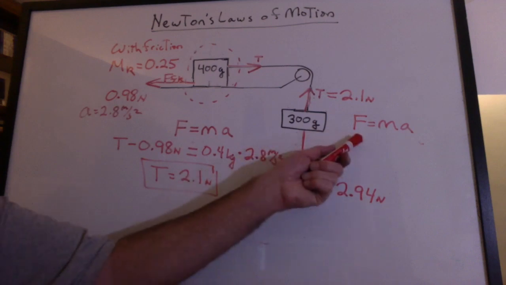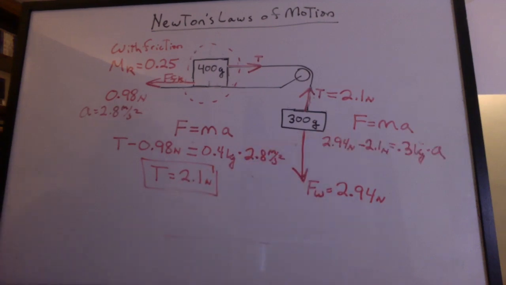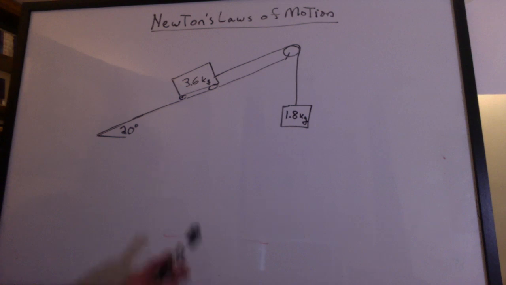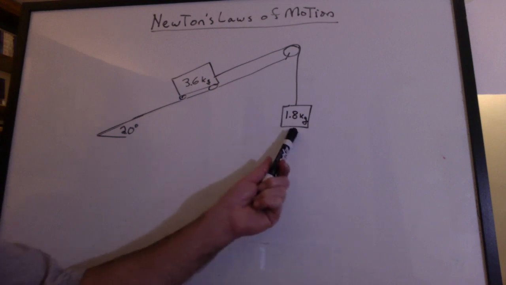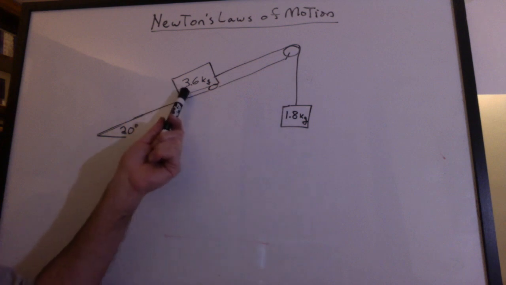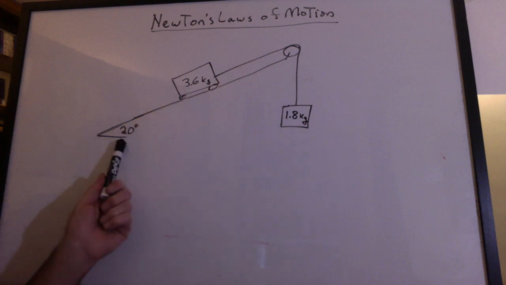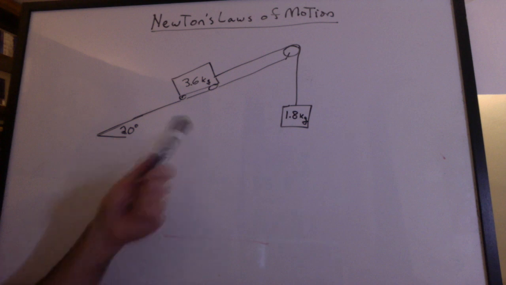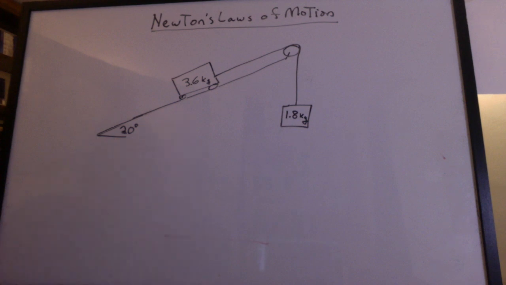We can check our work using F equals ma. And now we'll solve for the acceleration. Hey, we get the right acceleration. It worked out. All right, last one for this video. We have a 1.8 kilogram hanging mass on a frictionless massless pulley. We have a frictionless cart of 3.6 kilograms and a 20-degree angle. Can you figure out the acceleration of this system?